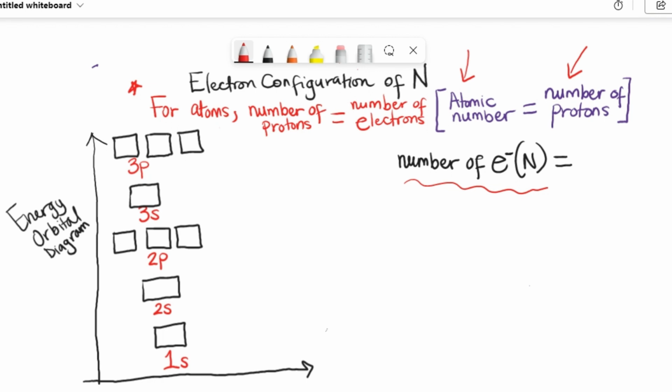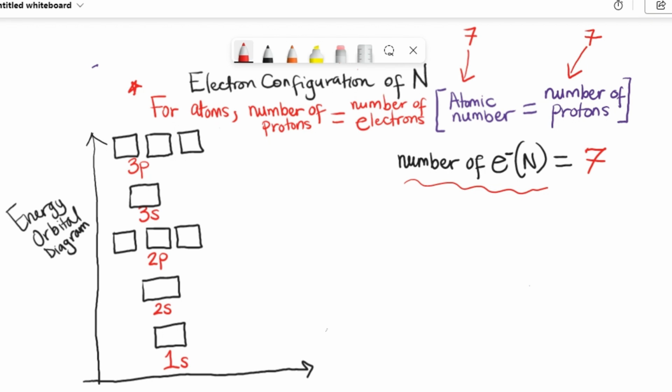So we know the atomic number of nitrogen is 7, the number of protons for nitrogen is 7, and the number of electrons for nitrogen is 7. Hence, we have successfully determined the number of nitrogen electrons to be 7. Now that we've done that, the next thing we have to do is to work with the energy orbital diagram, which we have here on the left.